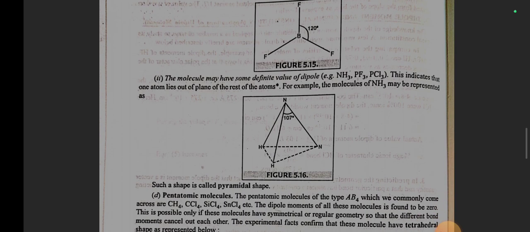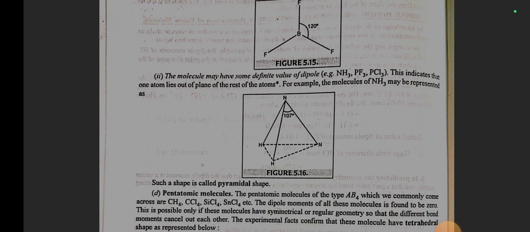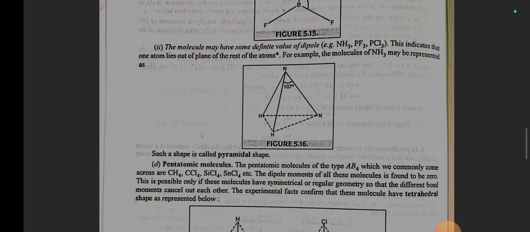Number 2. The molecule may have some definite value of dipole moment. This indicates that one atom lies out of the plane of the rest of the atoms. For example, molecules of NH3 may be represented.